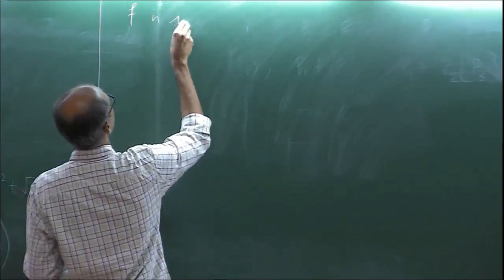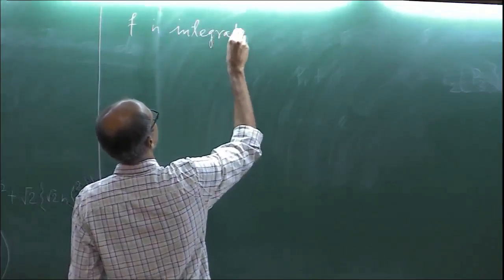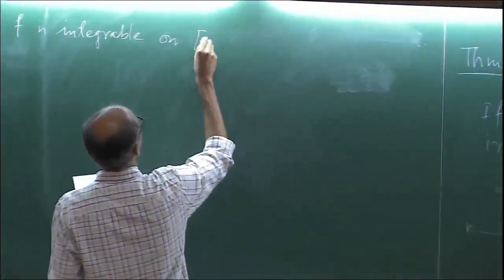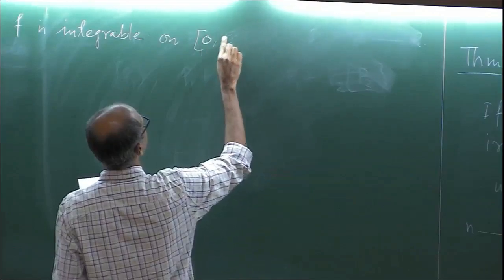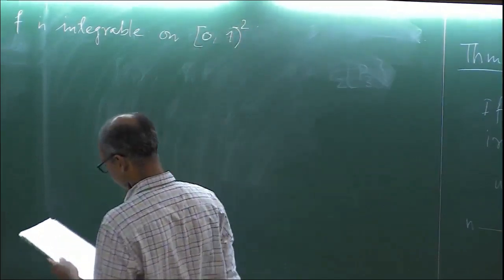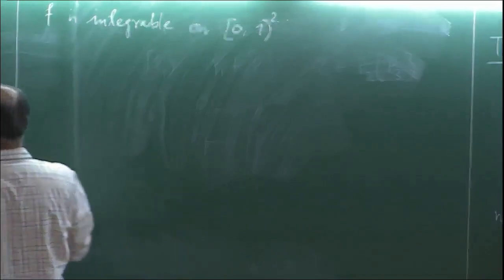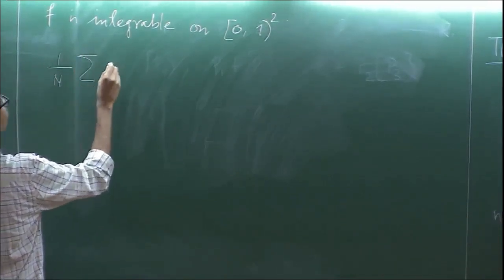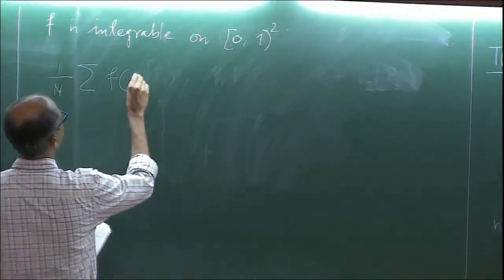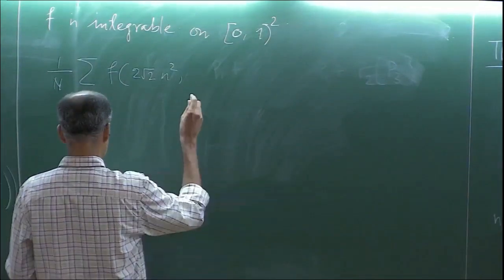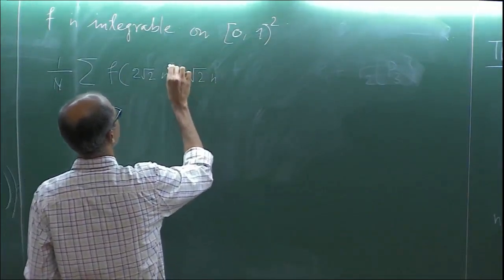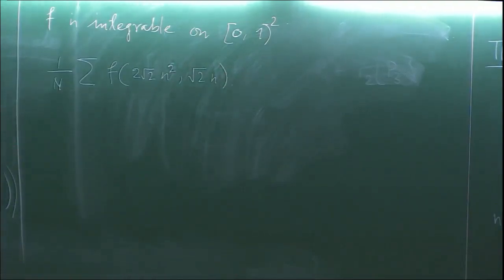So f is integrable on 0, 1, this box. And what we have here is, this exponential sum in terms of x is just f of 2 square root of 2 n square and square root of 2 n. That is how I have chosen the function. So x is this entire thing, and y is just this, with the curly bracket outside y.